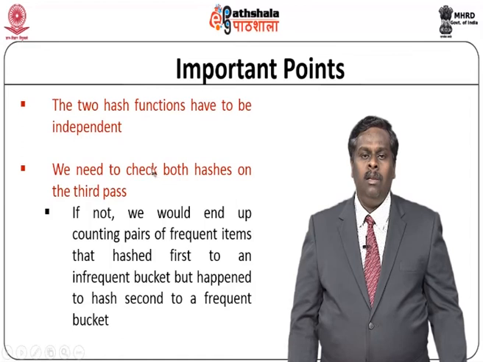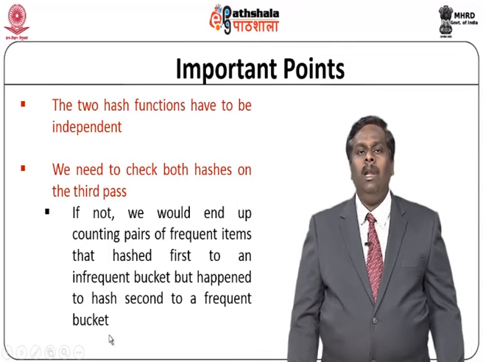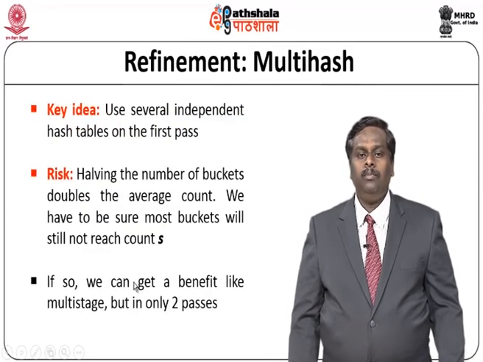Now, we need to check whether both hashes hold on the third pass. If this does not happen, then we would end up counting pairs of frequent items that hashed first to an infrequent bucket, but happen to hash second to a frequent bucket. So, you may end up with a false positive.